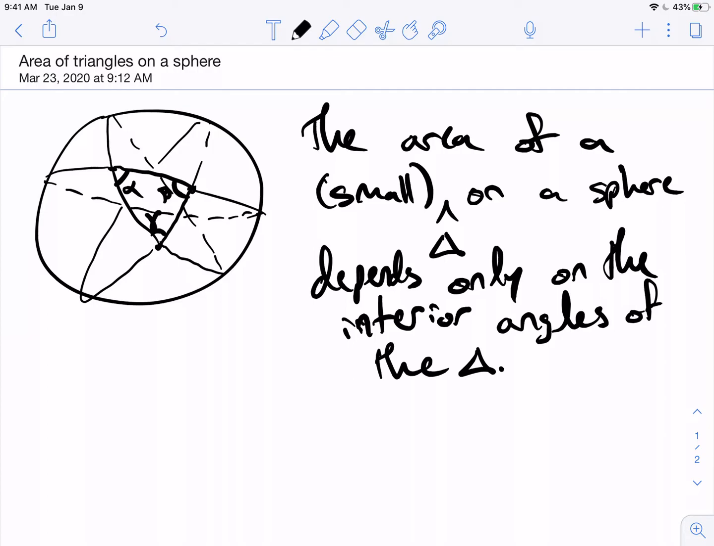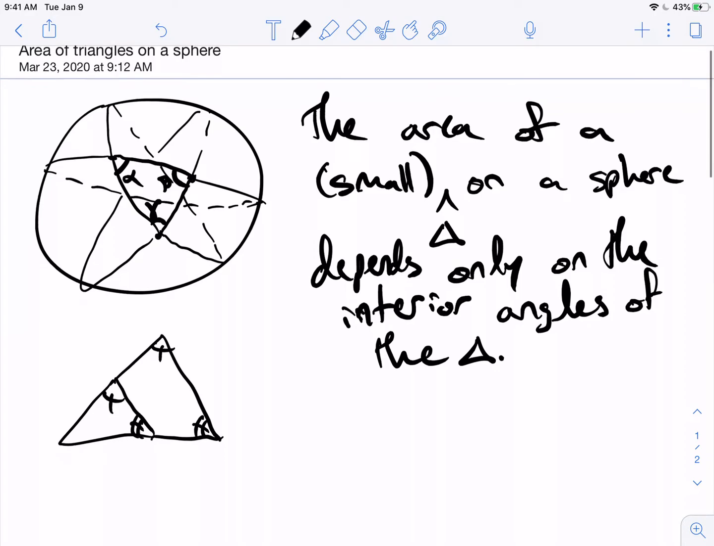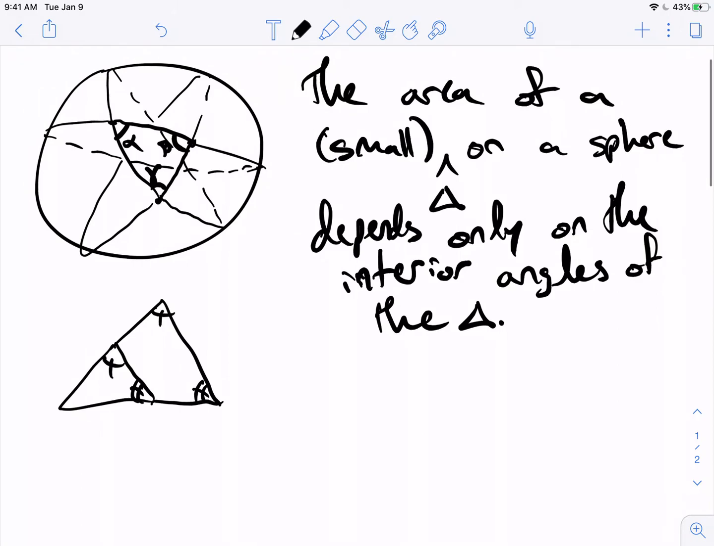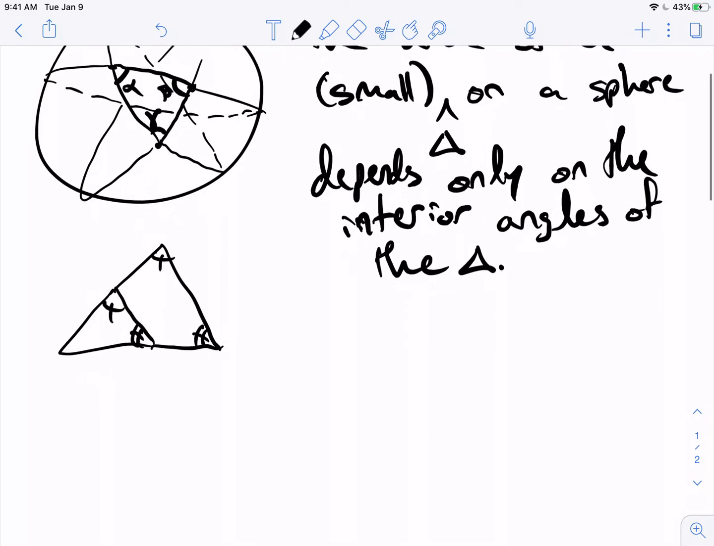Now, notice that if you're used to working in Euclidean geometry, this is strange because in the plane, obviously there are triangles which have the same interior angles but not the same area, right? And so this is some new phenomenon that appears in spherical geometry. Turns out it works in hyperbolic space as well. Maybe I'll talk about that later.